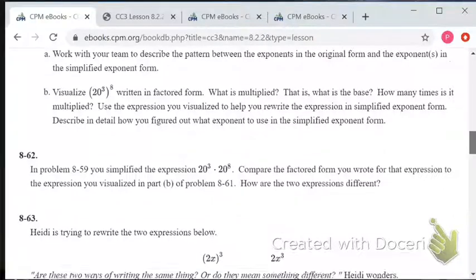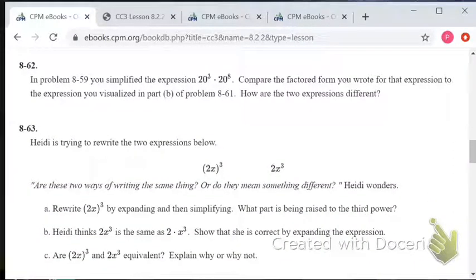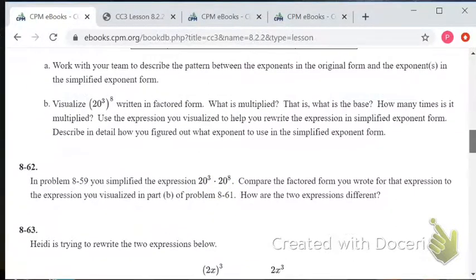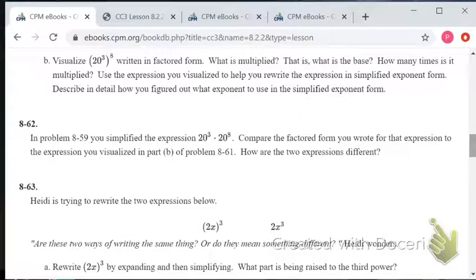And 8-62 says, in problem 8-59, the first problem we did today, you simplified 20 to the third times 20 to the 8th. How does that compare to the one we just did right above, 20 to the third to the 8th? Because there is a very distinct difference, and you guys need to see and understand what that distinct difference is. So again, what's the difference between that and that?